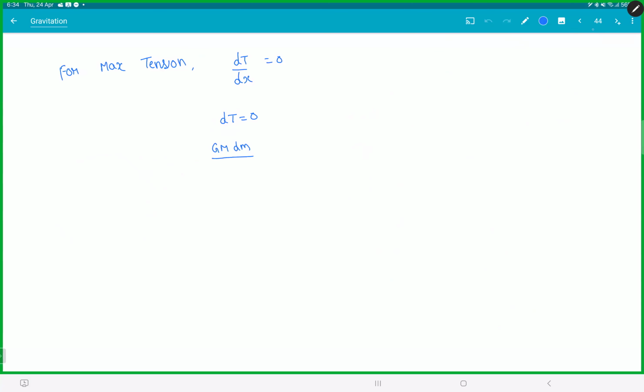There is a point where both the forces' values will start going away, like GM dm by x square minus dm omega square x is equal to 0. So from here we will get GM by omega square is equal to x cube. And omega square is how much? GM by 3R cube. So we get x is equal to 3 to the power of 1 by 3 into R. This is the point with the maximum tension. No, that won't be the center of gravity. This won't be center of gravity.